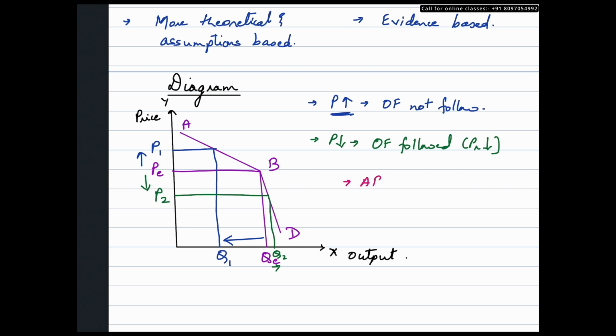So the A, B segment of the demand curve is elastic. That means the price elasticity of demand is greater than 1. Likewise, the B, D segment, which is this one, has inelastic demand. That means the price elasticity of demand is less than 1.